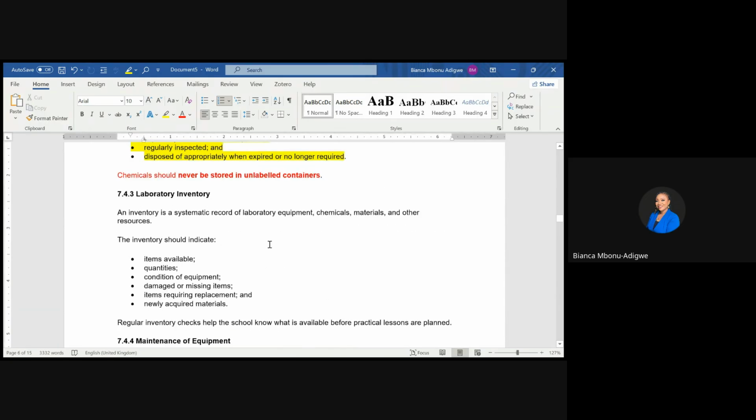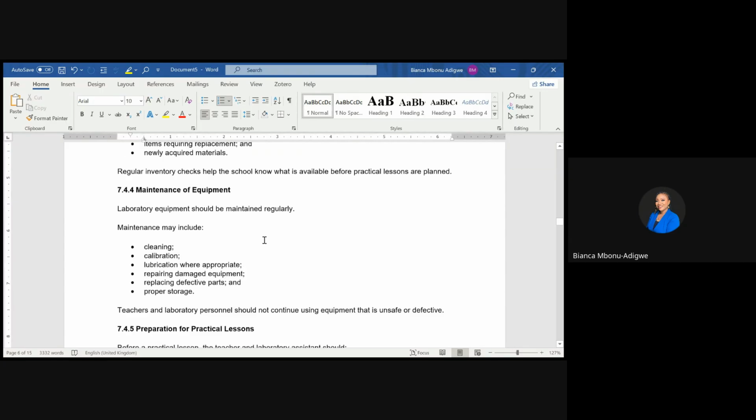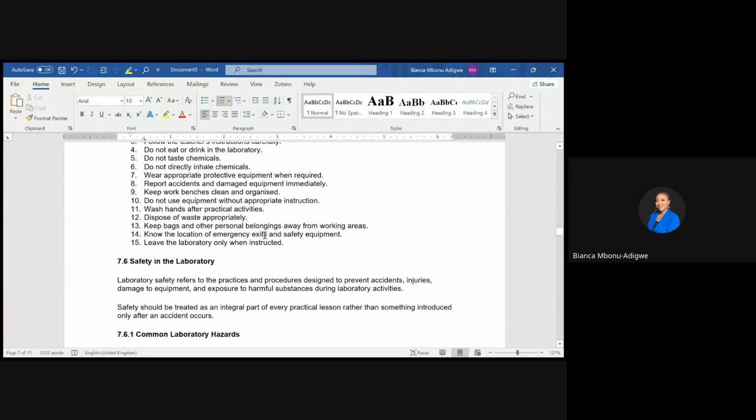Can someone tell me what a lab inventory is? Tell me what a lab inventory is, and tell me one or two things that you'll be checking in that inventory.